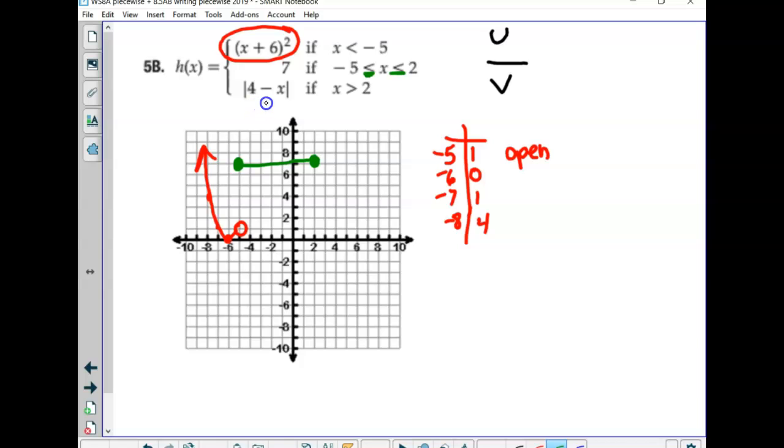How could we find some points? I'll use blue. Well, what points do we want to put in? 2 and above, yes. I would put in 2 because that's going to be where the open circle is. 2, 3, 4. Let's try those. Put in a 2, I get out a 2, so that's an open circle at 2, 2. Put in a 3, what's 4 minus 3? So 3, 1. Put in a 4, I get out 0. I think it's going to just keep going down.